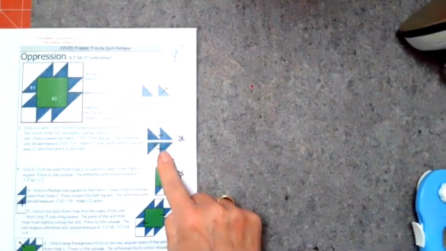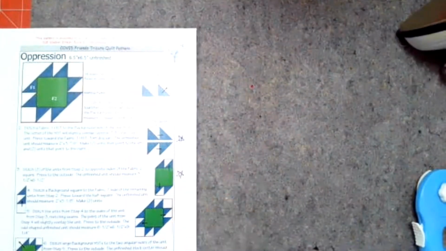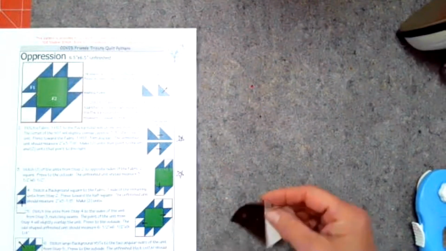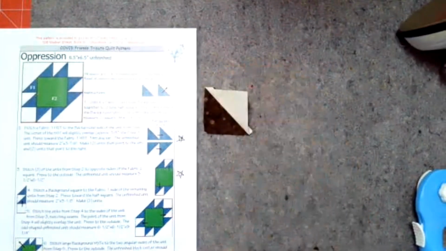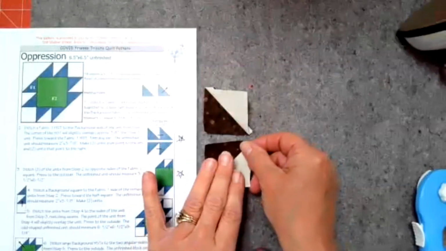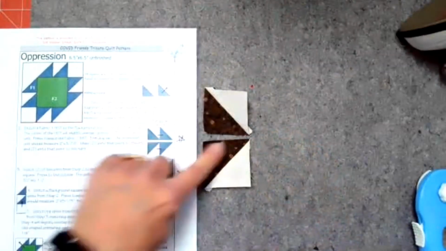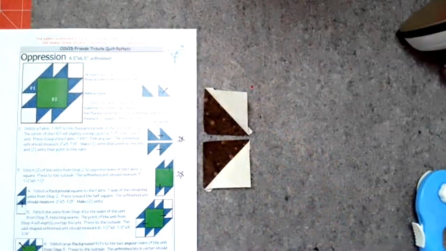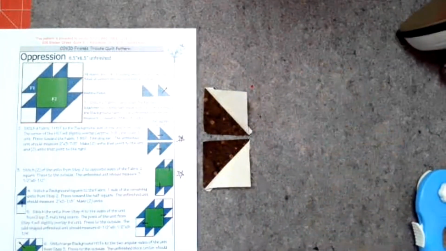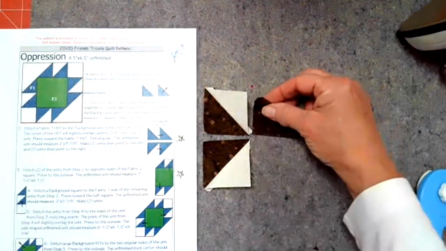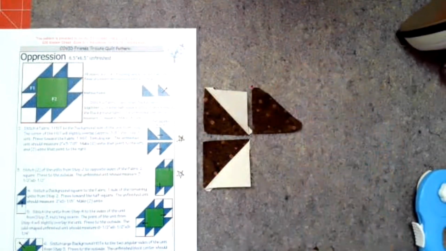Step 2 has a tricky part. It has a left and a right. So in step 2, I find that the easiest way to get it right is to lay my units out exactly as they are shown here in the picture. So you can see I have these 2 units laid out exactly as they're shown in the picture. After I have these 2 units laid out, I'm adding another half square triangle exactly as the picture shows.